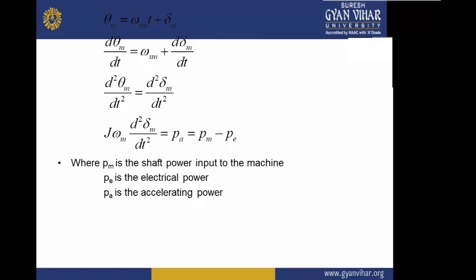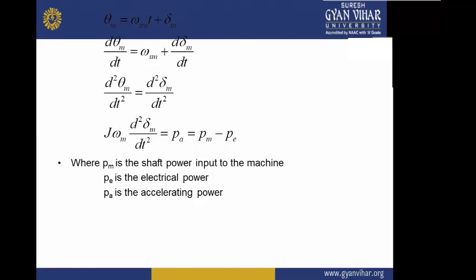Now what does it mean? It means that when the accelerating power is negative, you have to decelerate the rotor. That means the rotor is decelerating and its speed is reducing. And if the input mechanical power is more than the electrical power, the rotor will start accelerating.